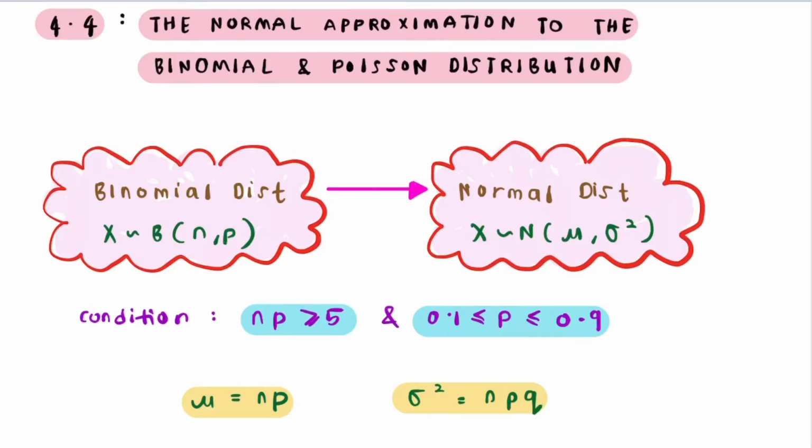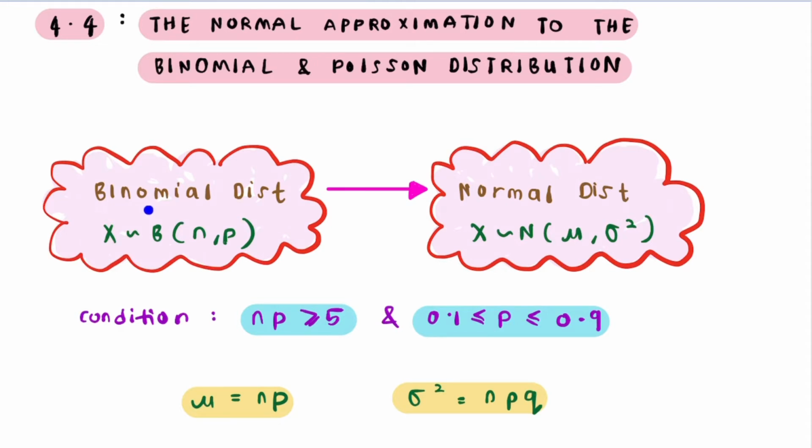Bismillahirrahmanirrahim. For the last subtopic, 4.4 is the normal approximation to the binomial and Poisson distribution. Remember, binomial and Poisson you have covered from the previous chapter, chapter 3, and normal is in chapter 4. You have several criteria to consider.